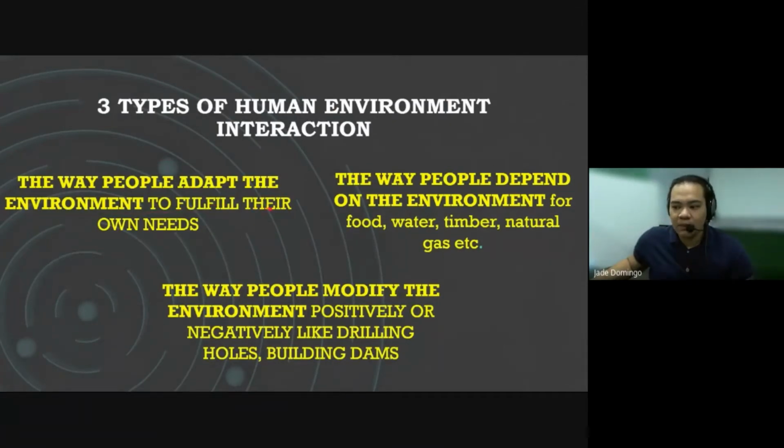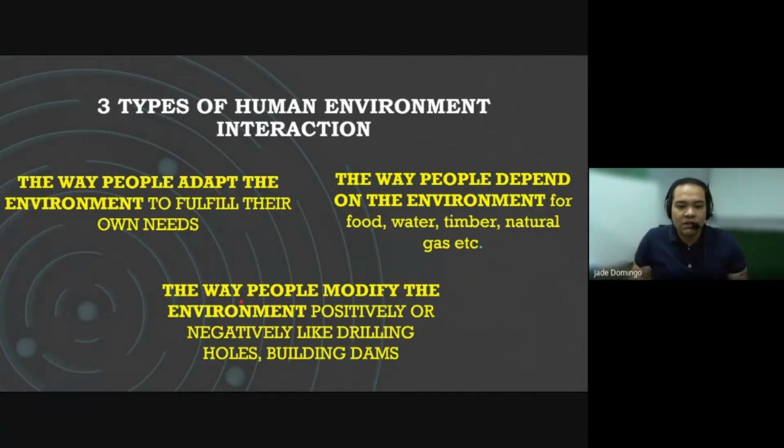There are three types of human environment interaction. First is the way people adapt to the environment to fulfill their own needs. Next is the way people depend on the environment for food, water, timber, natural gas, and the way people modify the environment positively or negatively, like drilling holes and building dams. So the three ways are the way people adapt, the way people depend, and the way people modify.